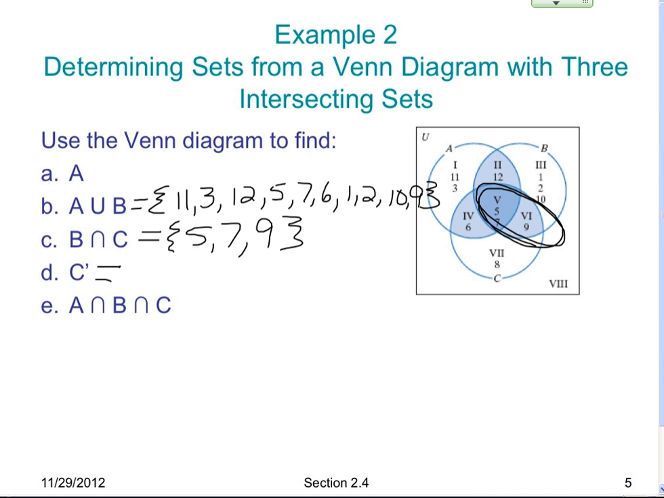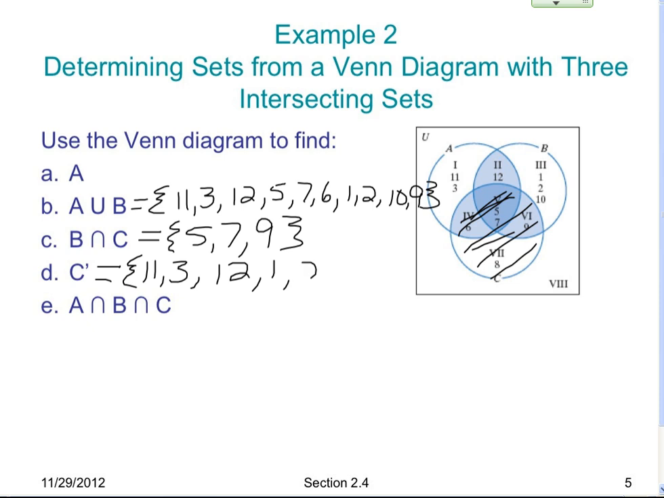C complement. Remember, the complement is anything that's outside of the set. So we need the complement of C, so anything that's outside of C. So we're not going to include this region right here. So anything that's outside of that region. I didn't say this before, but just as a reminder, these Roman numerals just label the regions. They're not actually part of the set. So we have 11, 3, we've got 12, 1, 2, and 10.